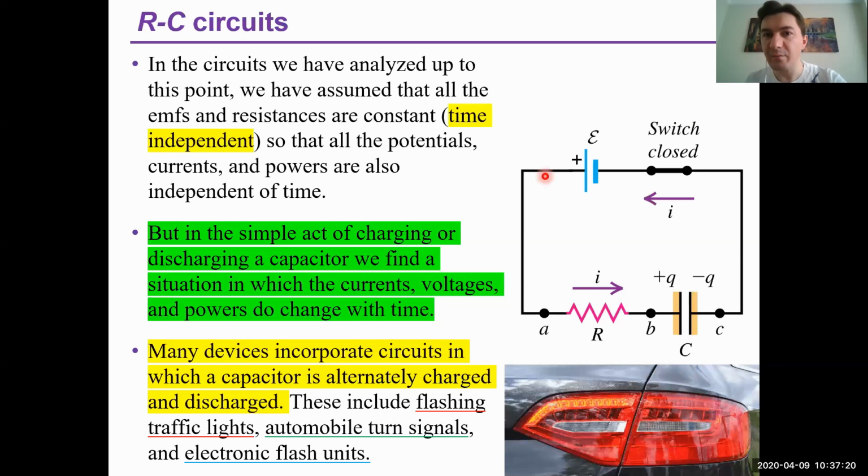Here we have an EMF, and here we have a resistor. Here we have a switch. We can open and close that switch. So by using the EMF, we will charge that capacitor, and after removing the EMF, we will try to discharge it, and we will learn about the charging and discharging mechanism within that circuit.